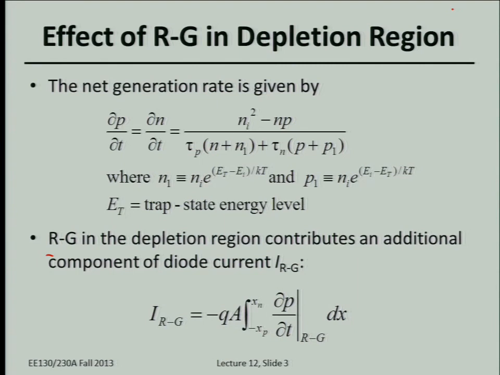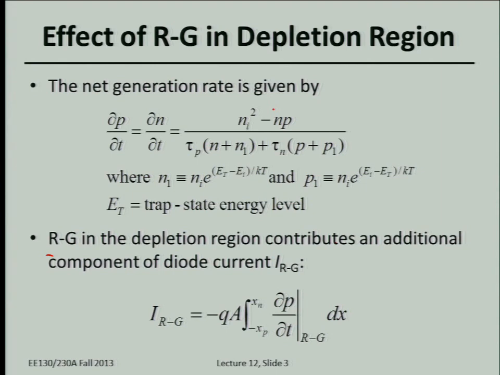Okay, so let's review. For the general case, so not only under low-level injection conditions, just in general, you can write this equation for the net generation rate, the net rate at which electron hole pairs are being generated per second. So this is equal to ni squared minus the pn product. Okay, so let's remember, in equilibrium, what is the value of that numerator? 0, right? So under equilibrium, there should be no net generation and no net recombination.